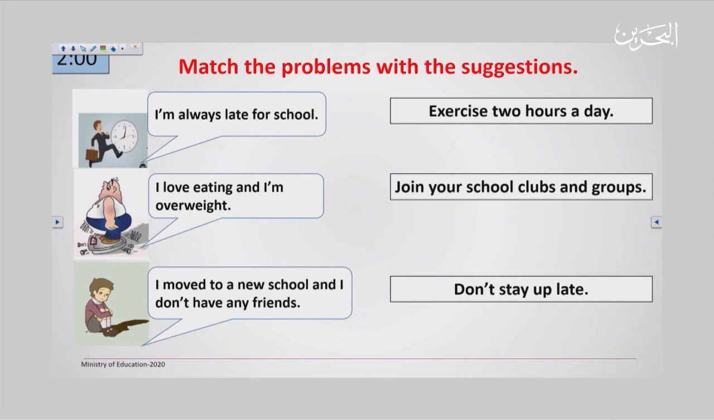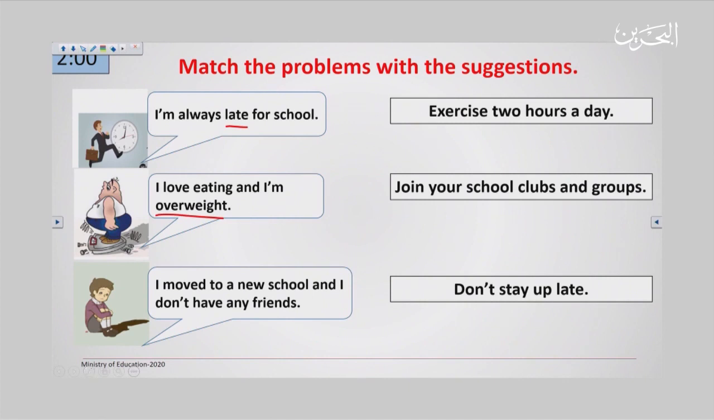So let's read the problems first. The first one here, I'm always late for school. This guy's problem is being late for school. The second one is, I love eating and I am overweight. So what is his problem? His problem is being overweight.